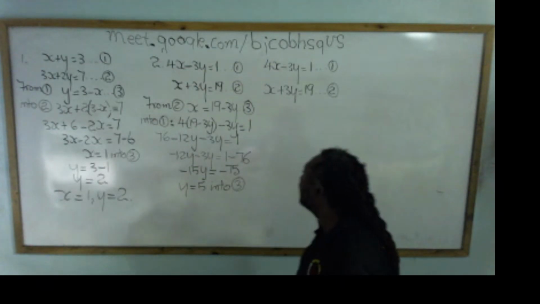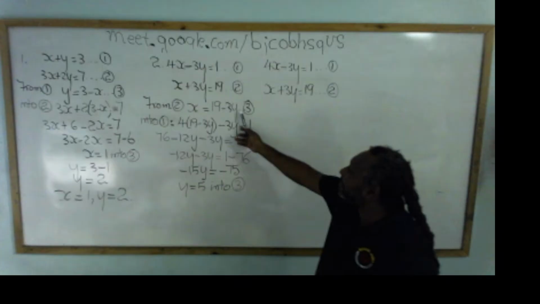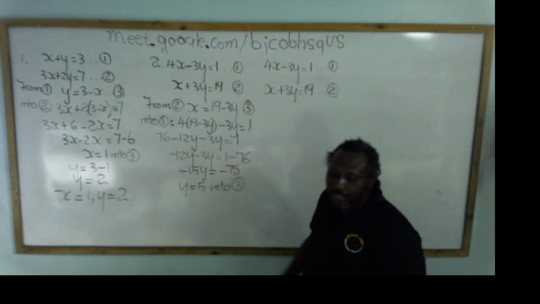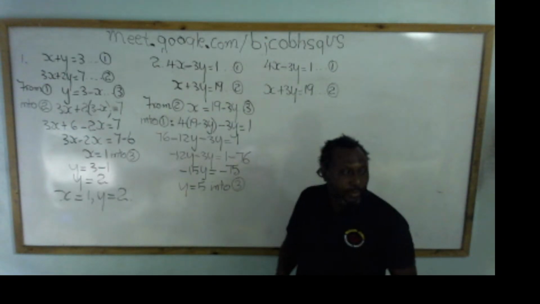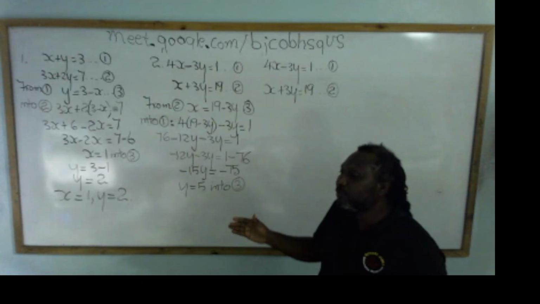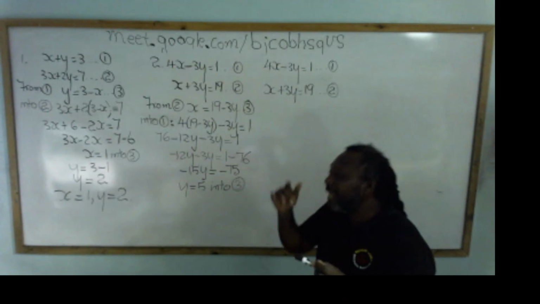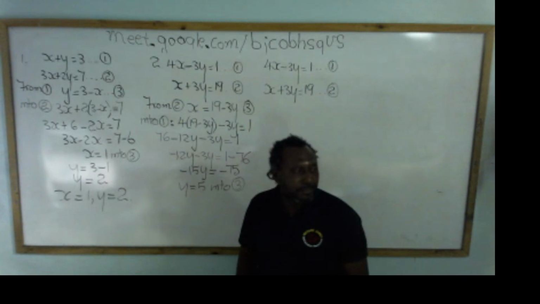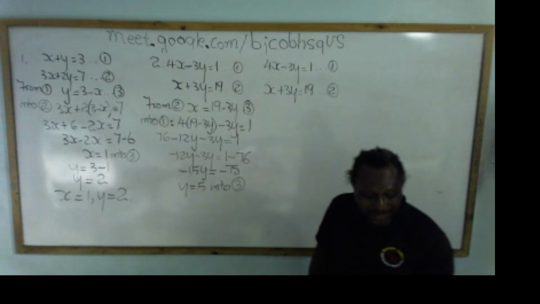I see 4. Yes, student, because all that we do is put a 5 here. 3 5s 15. 19 minus 15 is 4. So that is how simple it is when we find one unknown to find the other unknown if we substitute it into the substitution equation.